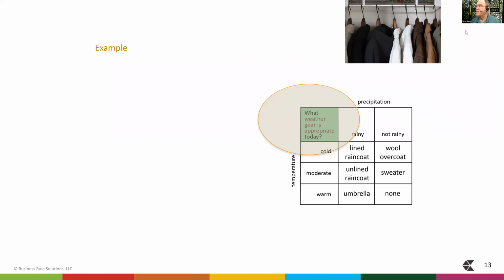Now, why doesn't the decision table say that somewhere? Why doesn't it announce it? Why doesn't it declare that? Because you could easily misuse it if you apply it anywhere else.